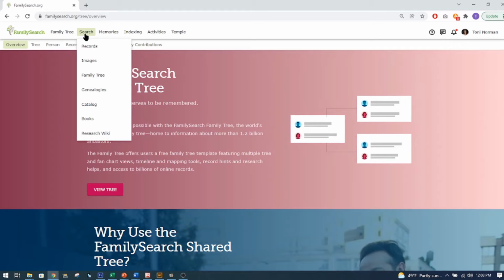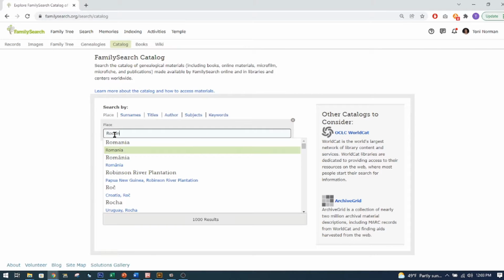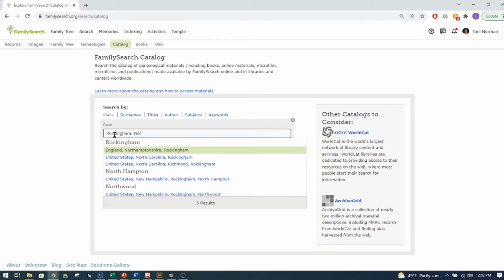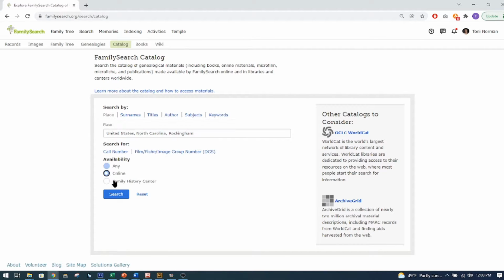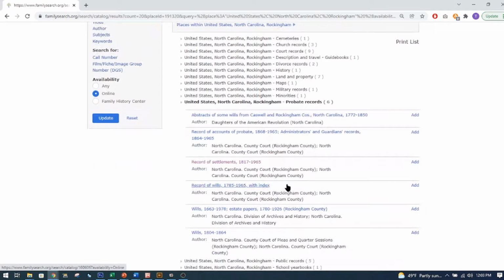So here's a search. We're going to go to catalog and we're going to put in Rockingham, North Carolina. There it is right there. And do the online search and go down to probate. As you see, many of them are dealing with wills that they have online. So here's wills 1804 to 1864. These wills, record of wills.